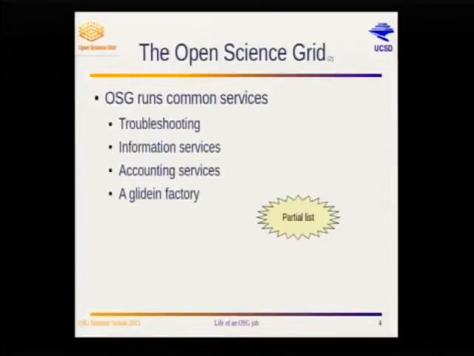And it also provides a gliding factory so that users don't need to deploy their own. They just need to deploy the VO-specific part. And the factory, which is the thing that talks to the grid, it's actually centralized, so users are shielded from the grid as much as possible, if they want to use glidance, of course. You're not required to.